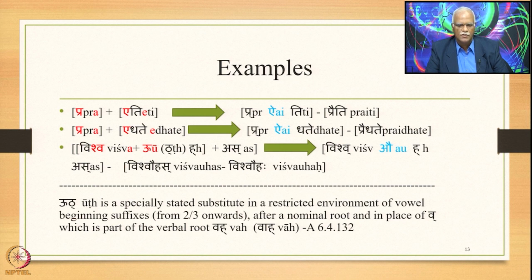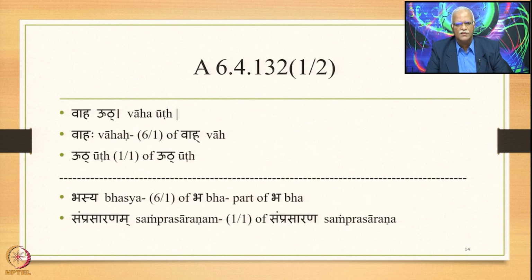Ut is a specially stated substitute in a restricted environment of vowel-beginning suffixes from 2/3 onwards, after a nominal root and in place of va, which is part of the verbal root vah, and which becomes vah over here. And the sutra stating this is Vah Ut, 6.4.132. So let us study this sutra Vah Ut in a little detail.